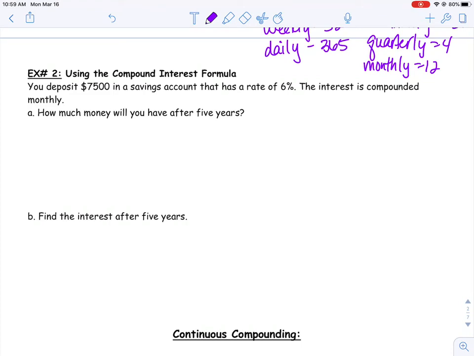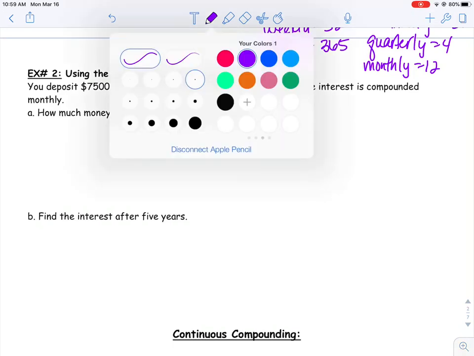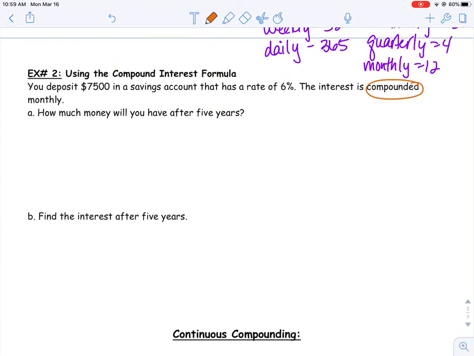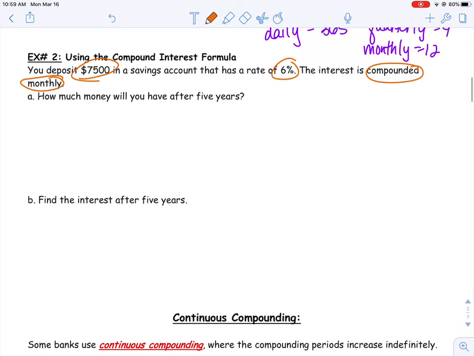It says on example number 2 that you deposit $7,500 in a savings account that has a rate of 6%. The interest is compounded monthly. So it says here keywords, right, that we have to look for. We have compound interest. We have our interest rate of 6%. We're compounding it monthly, and then we're going to put $7,500 into our account. So a couple keywords that we have to look for to decide what formula we're going to use. That's the difficult part about this assessment, there's a lot of different formulas and we have to make sure that we're using the right one. So in order to do that, we've got to look for those keywords.